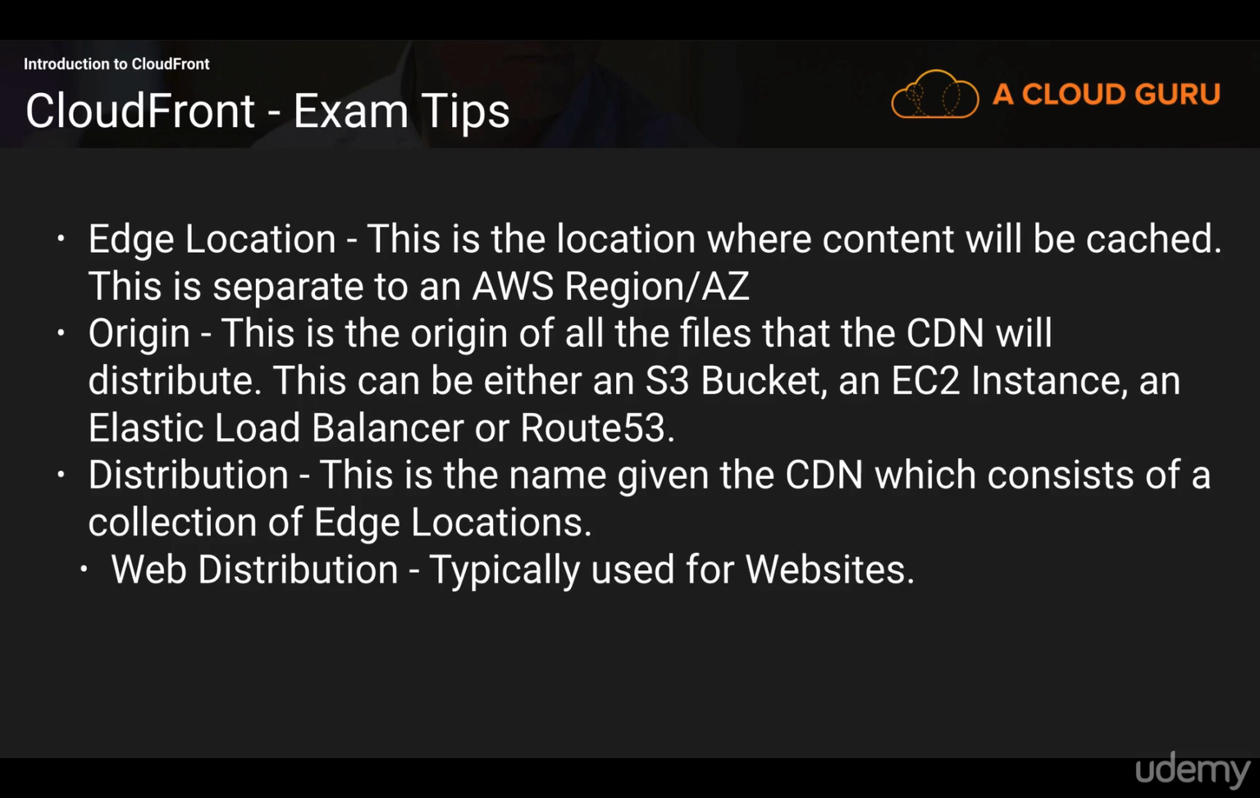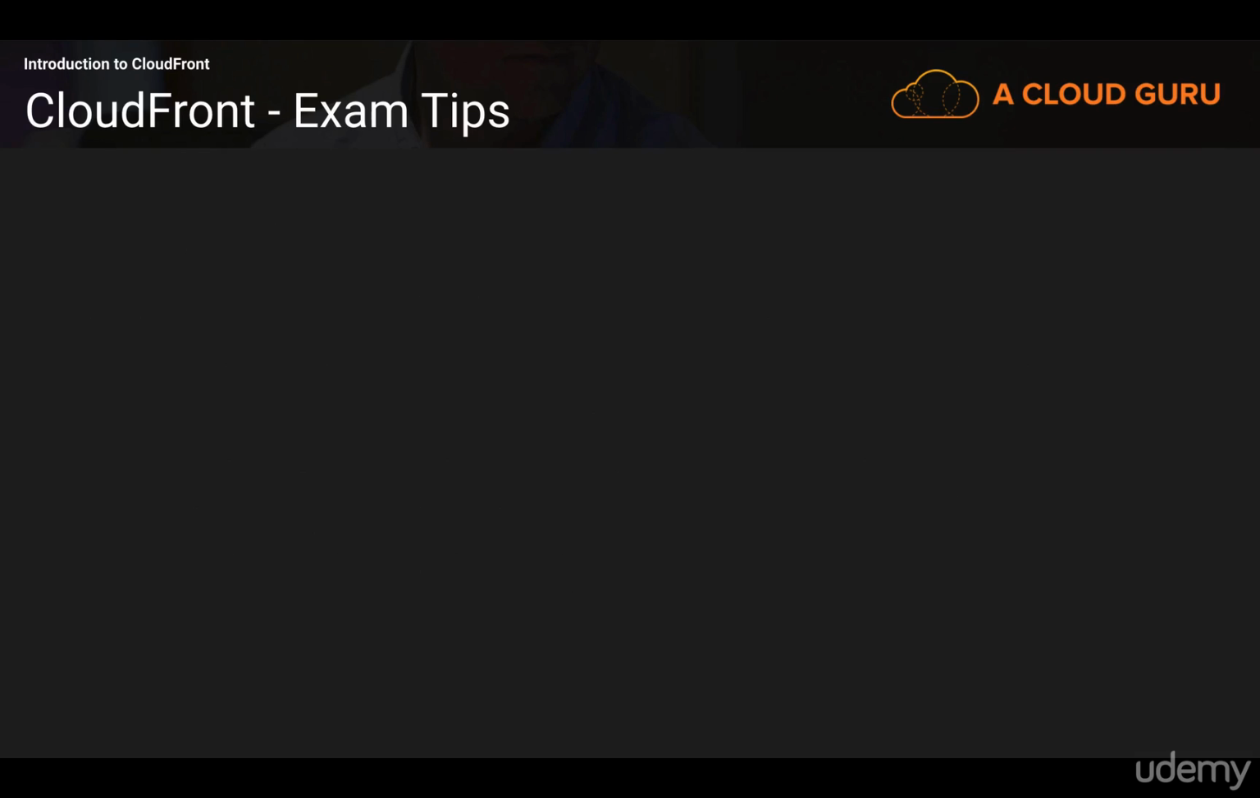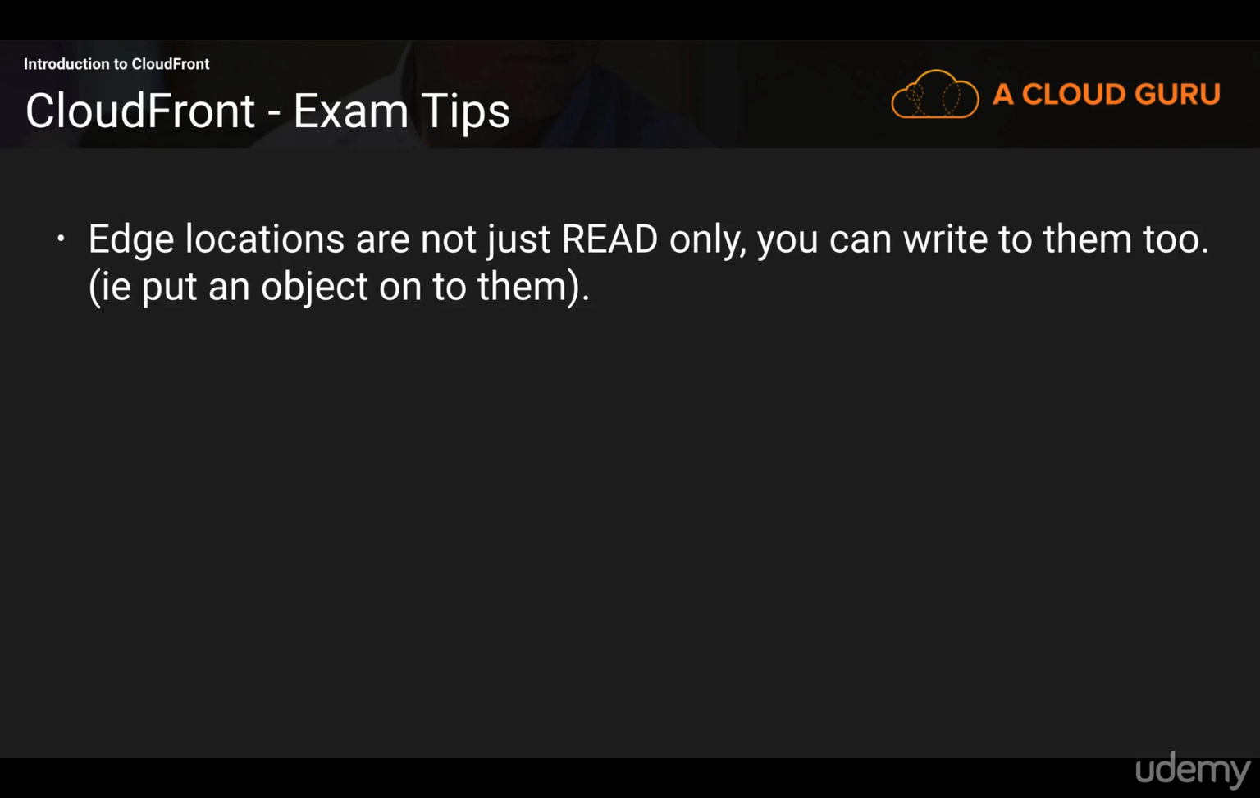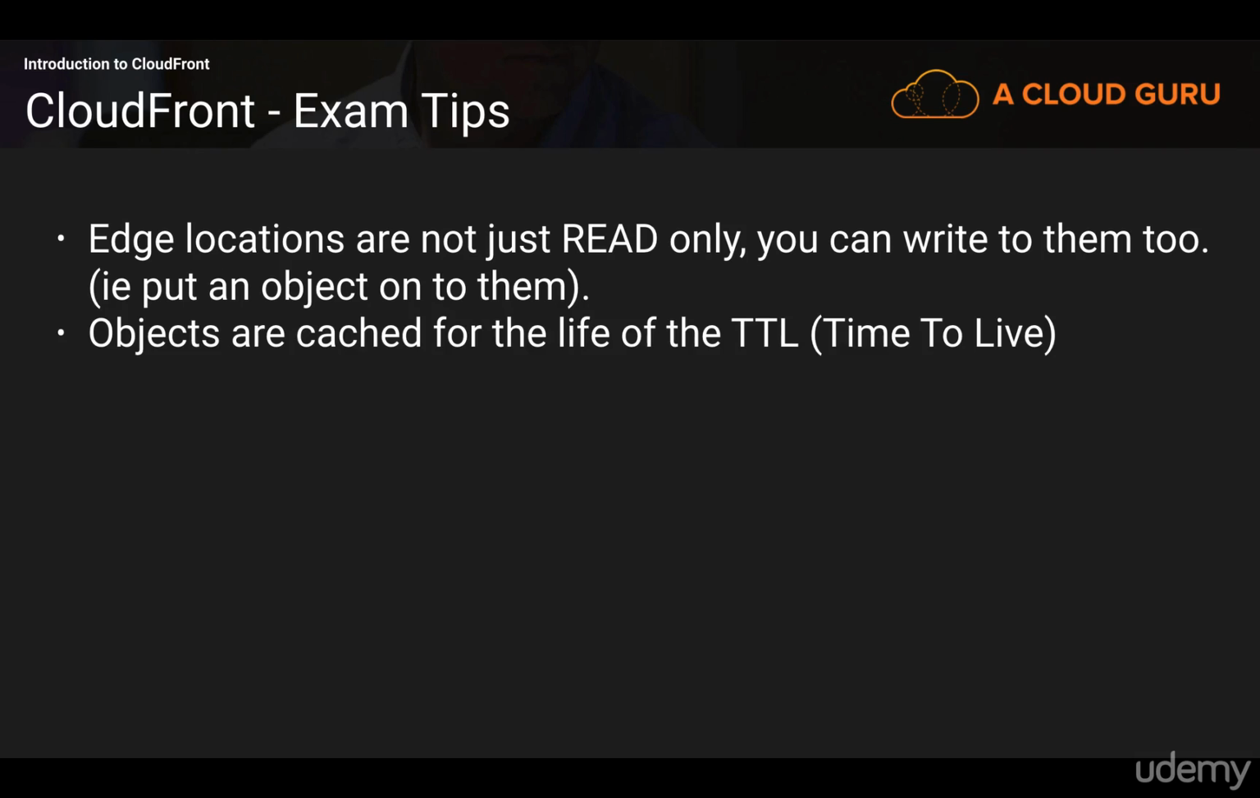Now, distributions consist of the following. You can have two different types of distributions. You can have a web distribution, which is typically used for websites and is the most common one, or you can use RTMP, which is used for media streaming. And in the next lab, we're going to create our own web distribution. And there's a few other things you should know just going into the exam. Edge locations are not just read only. In our example, we were talking about reading a media file, but you can actually write new files to an edge location as well. So you can put an object to an edge location, and that object will then be put back up to the original origin server. So it will be replicated back to the origin.